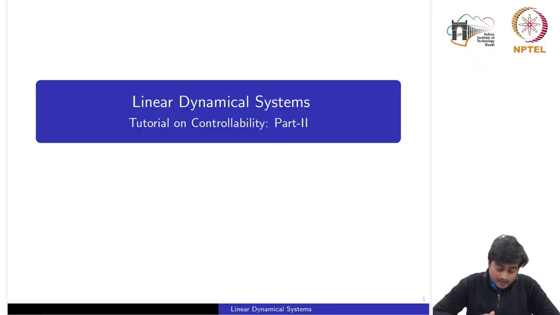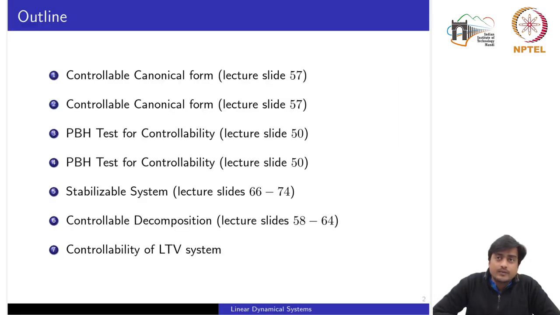So now we'll start with the second part of the tutorial on controllability. These are the topics which we would cover in this part. Starting from the controllable canonical form, there are two problems on this particular topic, because the idea here is to compute the similarity transformation matrix. Here we would discuss two ways of computing the similarity transformation matrix, which would convert the given A, B matrices into the canonical forms.